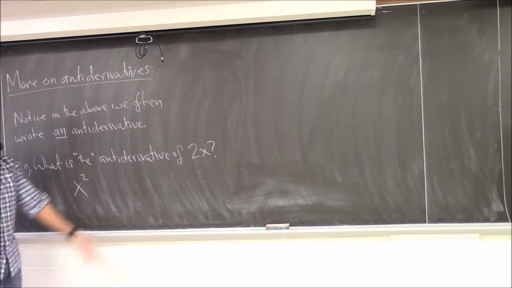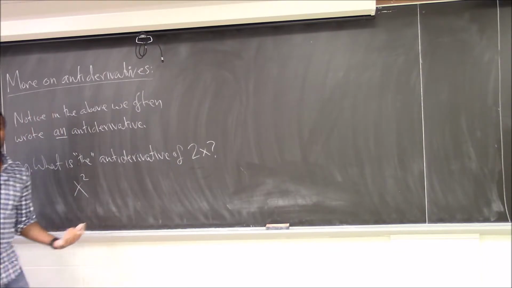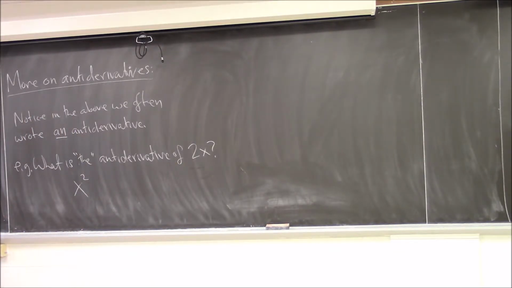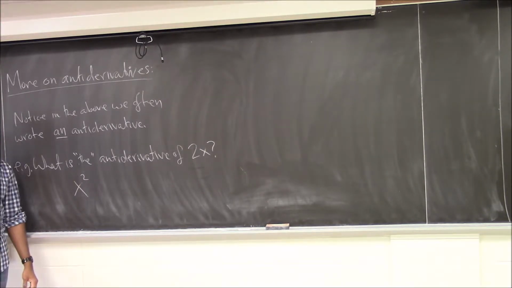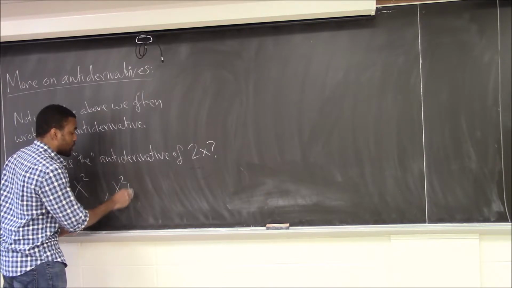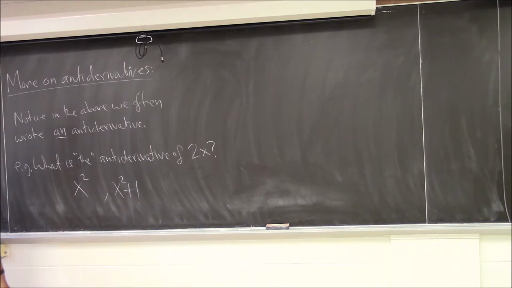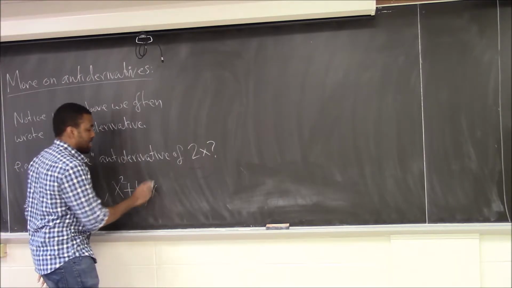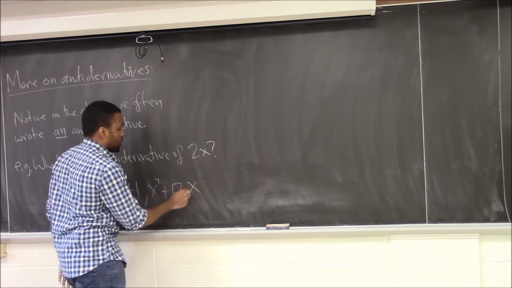You guys have found the derivative of x squared thousands of times in this class so far, so you can get that one, not with too much work. But is that the only answer? Can you think of another answer? X squared plus 1 is also an answer, because when I differentiate a constant, I get 0. X squared plus 17. X squared plus pi.